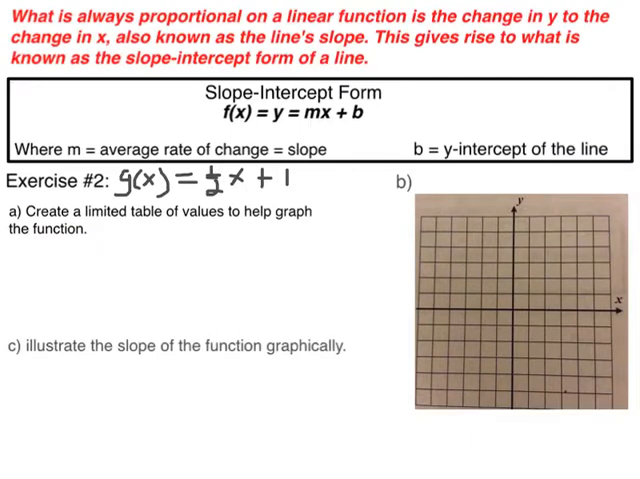What is always proportional on a linear function is the change in y to the change in x, also known as the line's slope. This gives rise to what is known as the slope-intercept form of a line. So the slope-intercept form is f of x, which equals y equals mx plus b. Remembering that it could be f of x, g of x, h of x, any of those equal the same thing as y. Your m is your average rate of change, which also means your slope. These words are all interchangeable. Your b equals your y-intercept.